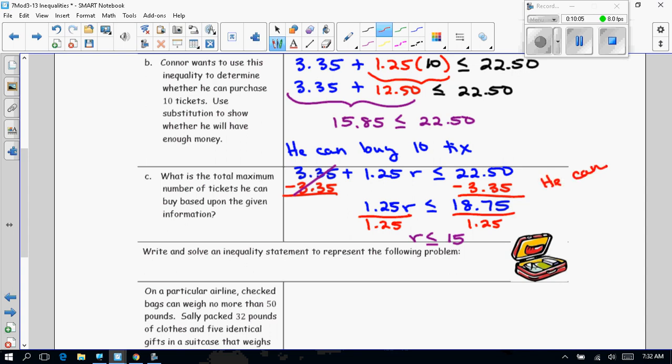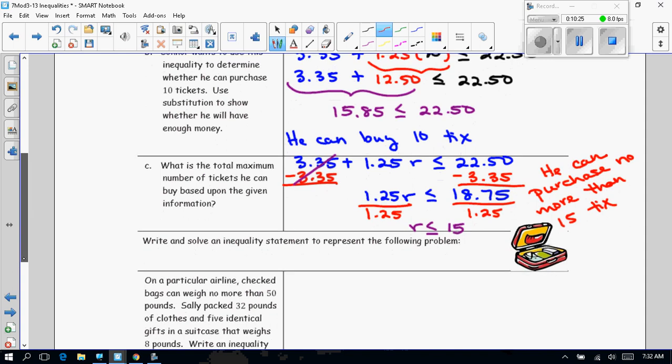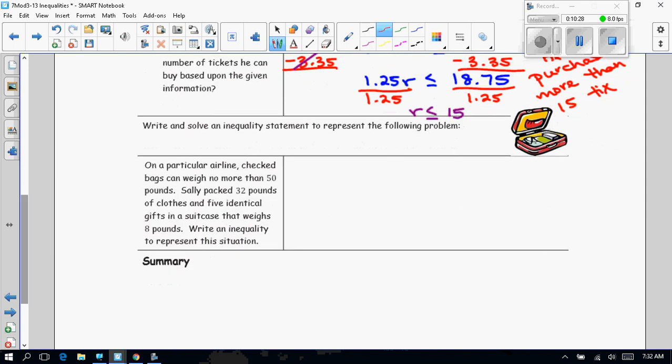He can purchase no more than 15 tickets. Okay? If he gets 16, he doesn't have enough money. If he buys 14 tickets, he's got $1.25 left over, right? It works. All right, write and solve an inequality to represent the following problem.